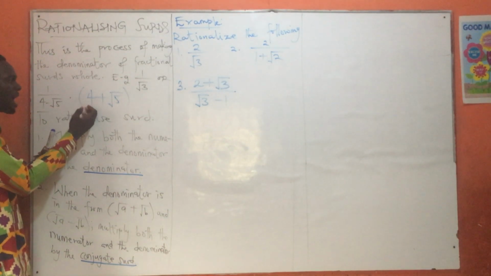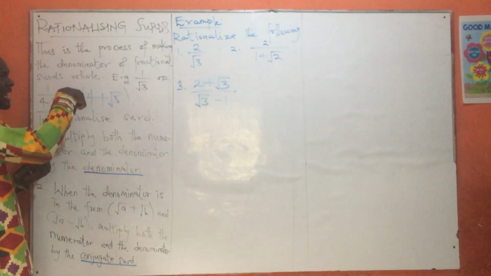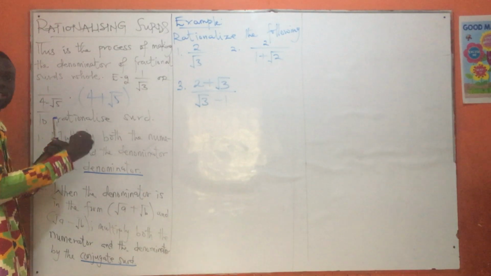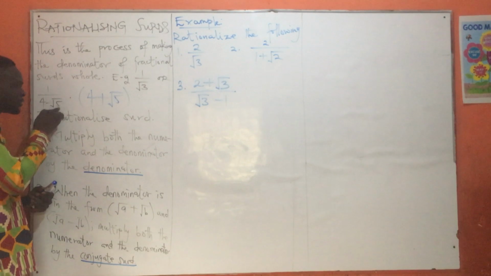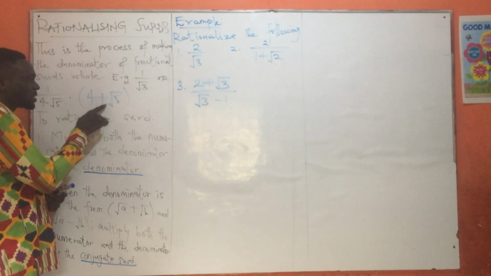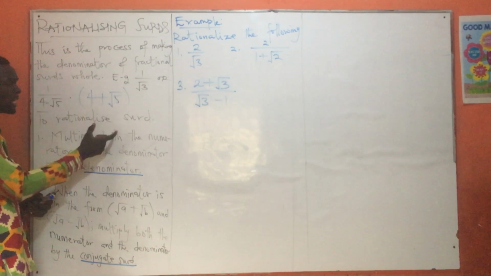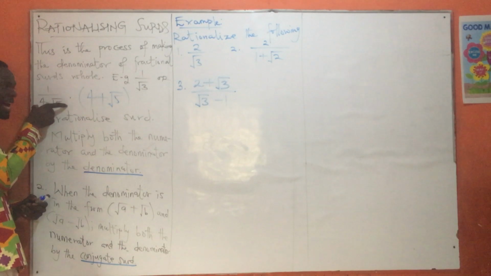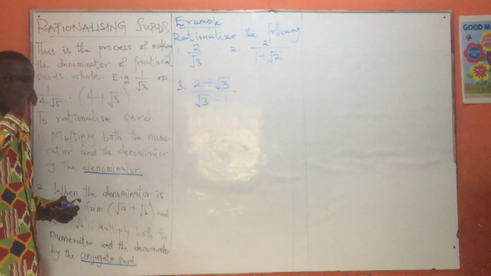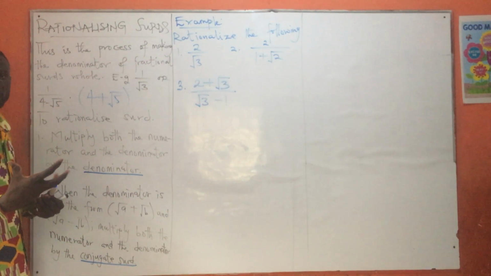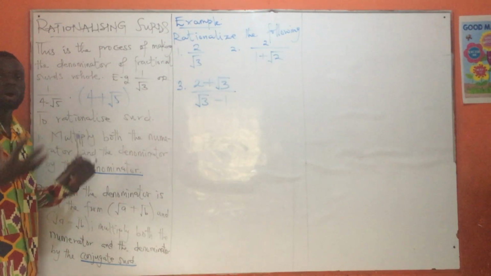The same thing if I am having root 2 plus root 3, the conjugate surd is going to be root 2 minus root 3. So the conjugate of 4 minus root 5 is 4 plus root 5. So we will use this conjugate to multiply the numerator. Then we use this same conjugate to multiply the denominator. Now with the help of being able to multiply, we will get rid of the surd at the denominator. And that is what we call rationalizing, or rationalization of surds.